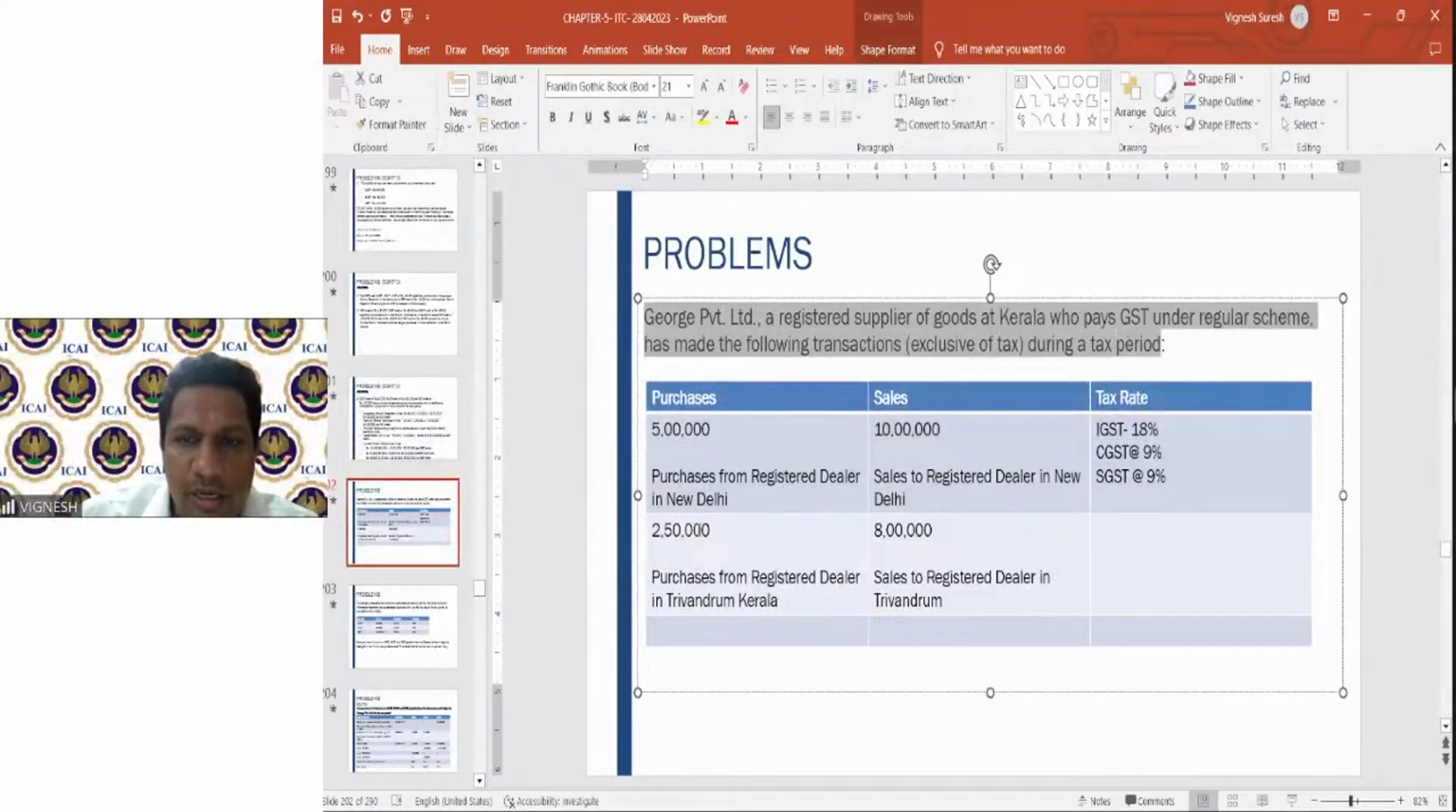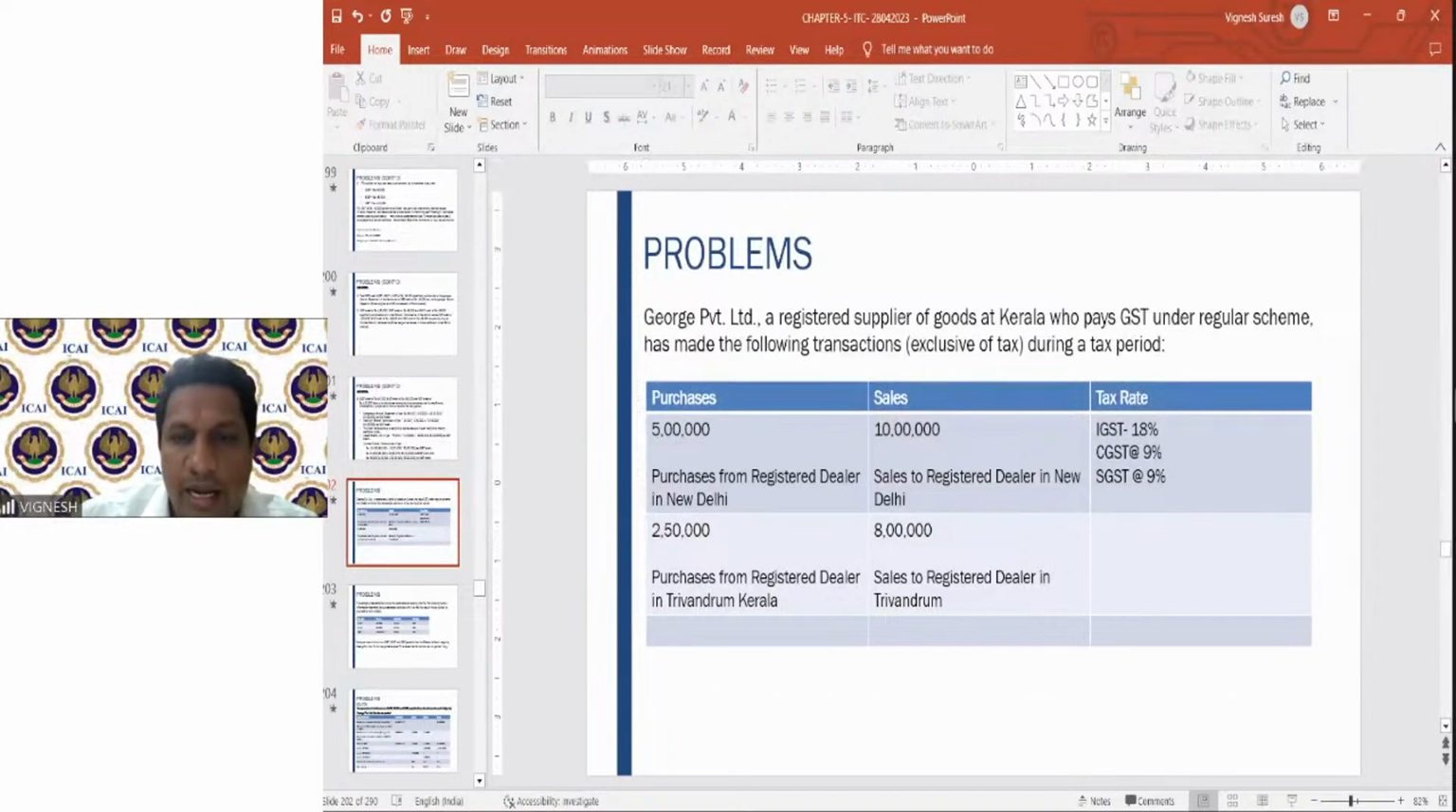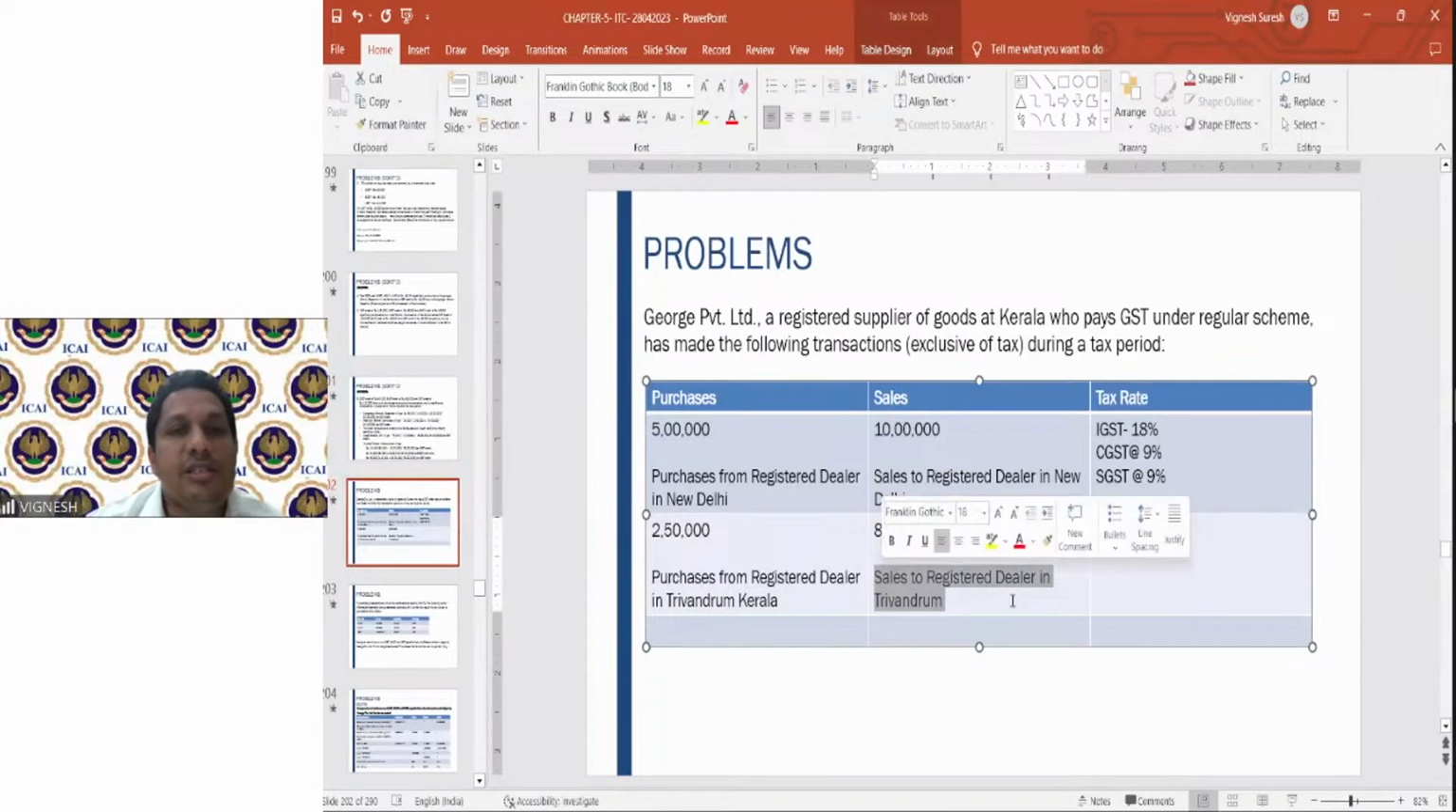This George is a supplier in Kerala. So 10 lakhs into 18%, 1.8 lakhs will be IGST, because he's selling it to this customer in New Delhi. I hope that is clear. Then the second item is sales made in Trivandrum. Sales made in Trivandrum to a registered dealer means CGST, SGST will be applicable. So on this 8 lakhs, CGST and SGST will be applicable.